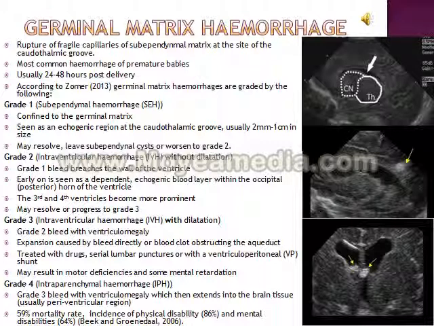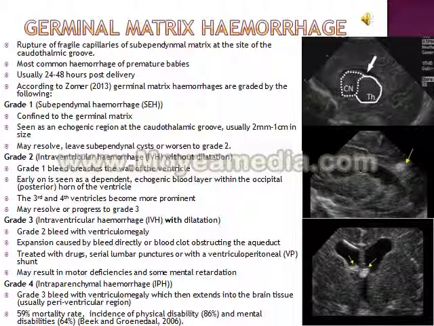A grade 3 intraventricular hemorrhage is with dilation, therefore we see ventriculomegaly. This expansion is caused by bleed directly or blood clot obstructing the aqueduct. It can be treated with drugs, serial lumbar punctures, or with a ventriculoperitoneal shunt. It may result in motor deficiencies and some mental retardation. It can remain stable, resolve, or progress to grade 4.